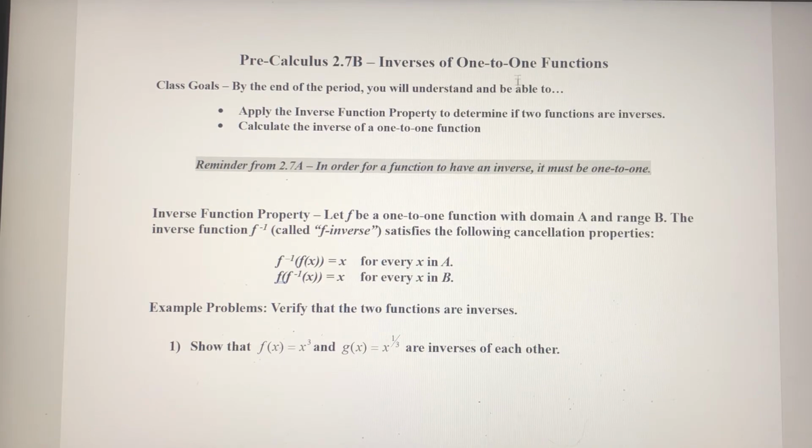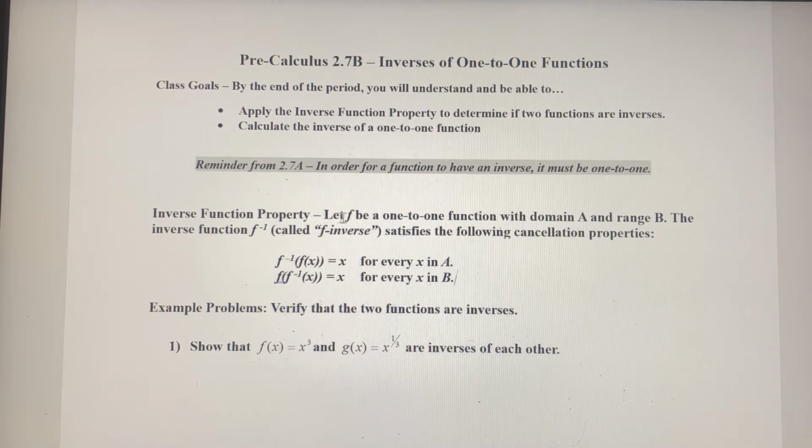All right, so in this video, we're going to talk about the inverses of one-to-one functions. We just learned about one-to-one functions. Remember, a function has to be one-to-one in order to have an inverse. So we're going to apply the inverse function property to determine if two functions are inverses. In the subsequent video, we're going to calculate the inverse of a one-to-one function, and I'll show you how to do that.